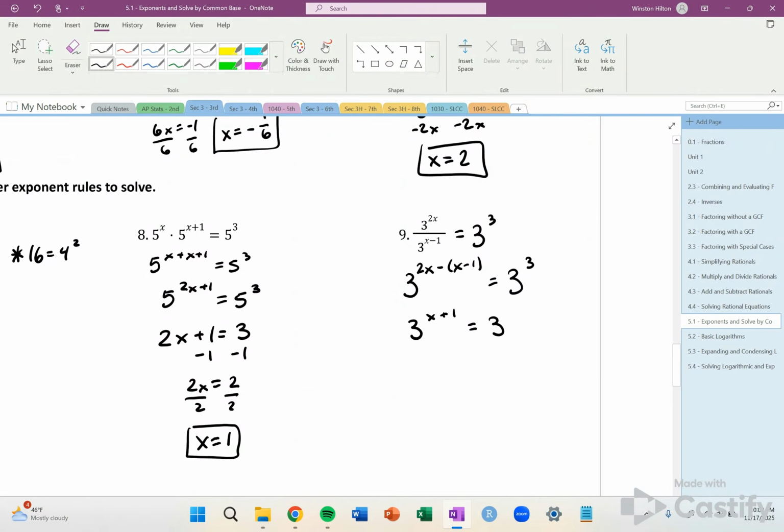Now we have the same base, so we can just look at the powers. X plus 1 equals 3. Subtract 1, x has to equal 2.